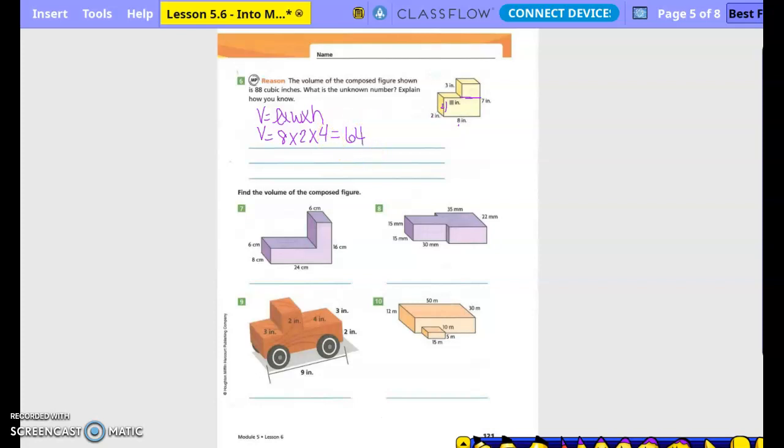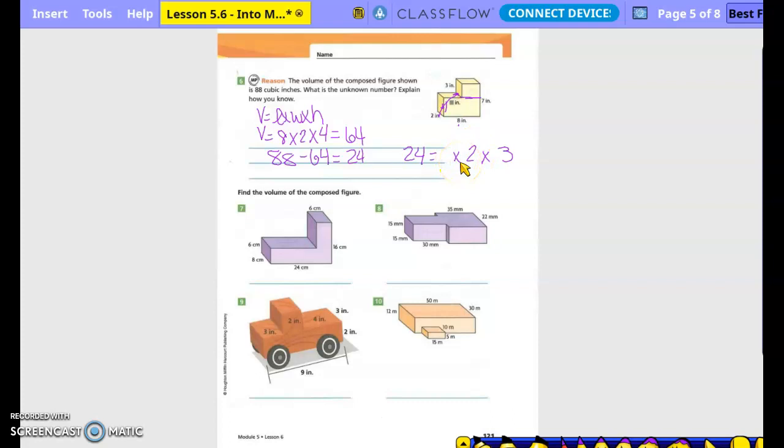So we're going to take 88 minus 64, and what does that get us? 24, right? So the volume of this other cube is 24, right? So we know that it would be 24 equals, and then our height is 3, correct? Okay, and then our width is what? This right here is the same as this right here, correct? So what is that? 2.